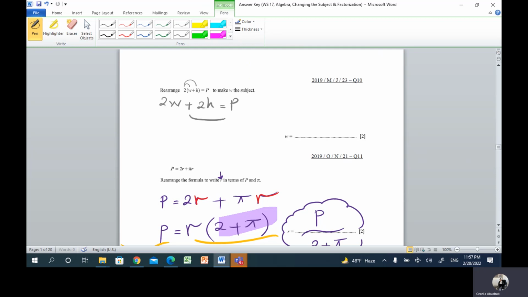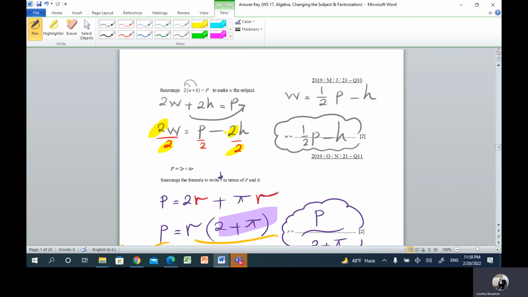w is my subject, so I need to transfer this to the other side of the equal sign. 2w is originally there, equals p is originally on the right. We're transferring plus 2h from left to right, so it becomes minus 2h. We need to divide each term by 2, so the 2's cancel here. Accordingly, w is equal to p over 2, which can be written as 1 over 2 p minus 2h over 2. The 2 cancels with the 2, and what's left is minus h. So w is equal to 1 over 2 p minus h. And that's how we changed the subject into w.